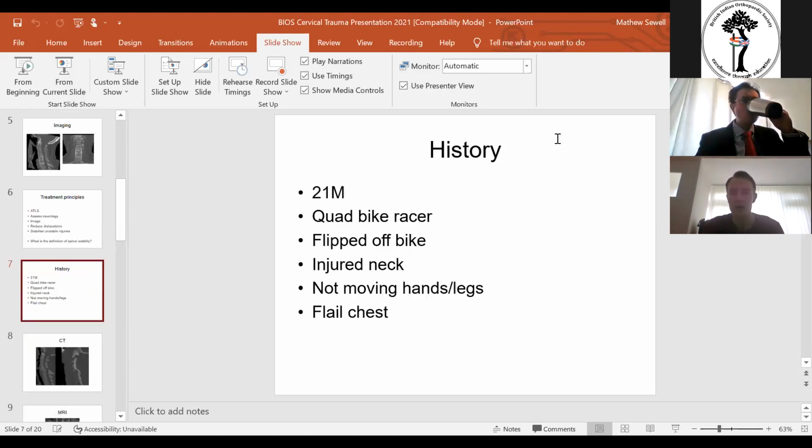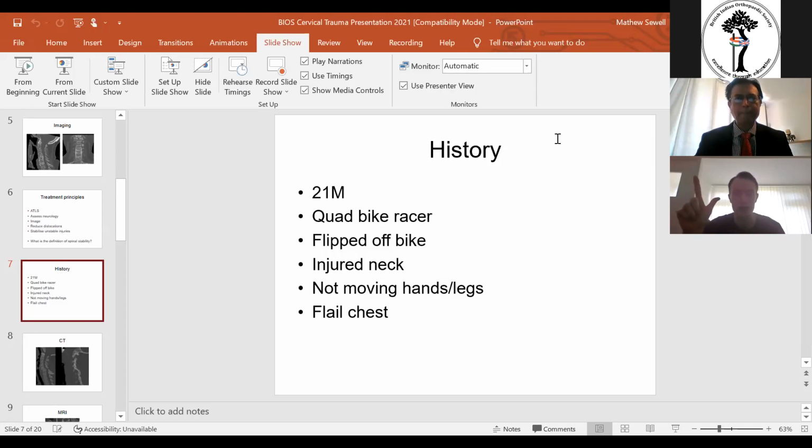Next case, 21-year-old male, quad bike racer, flipped off his bike, injured his neck, not moving his hands or legs, and he's got a flail chest. Before I show you the next slide, I want you to think of the 5 principles of management here. Number 1, ATLS, he's got a flail chest. That is the priority for treatment.